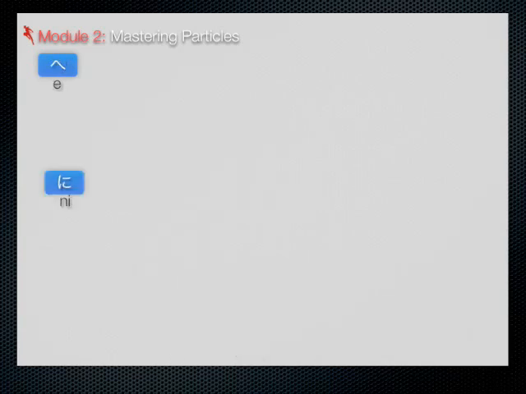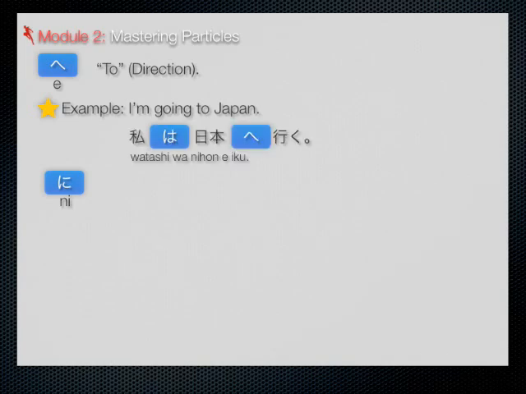Alright, so we're on the home stretch, so hang in there, we're almost at the end. Let's start off with e. So, e is a direction particle, and it means to. Whenever you're thinking about going somewhere or that type of sentence, you're going to want to use e. An example is, I'm going to Japan. You might remember this from Module 1. And if you recall, in Japanese this is watashi wa Nihon e iku, going to Japan.